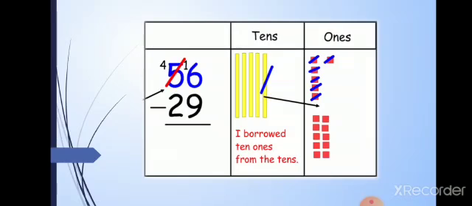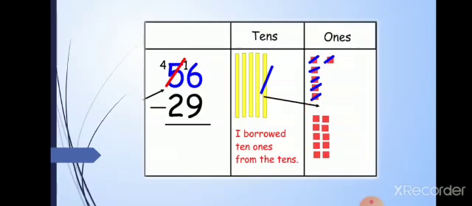So is it possible to subtract 9 from 6? No, we cannot subtract 9 from 6. So what to do? We borrow one from tens. It means we take away 1 bar of tens from 5, so it can be added in ones. When we take 1 bar of 10 from tens, it means 10 ones. When 1 bar is shifted here to the ones column, it is now 10 ones.